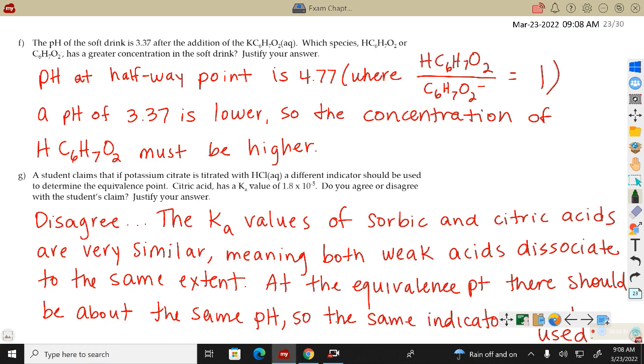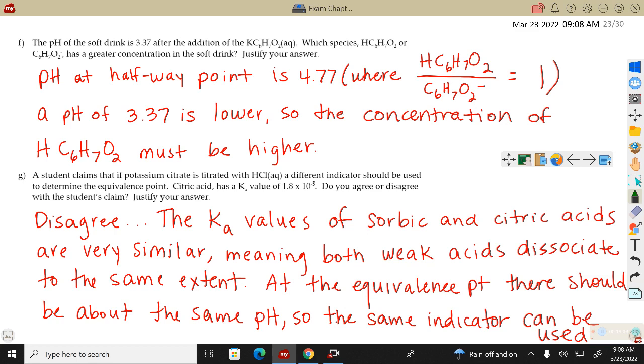And then finally the last one. A student claims that if potassium citrate is titrated with the HCl, a different indicator should be used. Citric acid has a Ka of about 1.8 times 10 to the negative fifth. Do you agree or disagree? So when we use an indicator, we're trying to indicate the equivalence point, the point where I'd have equal moles of acid and base.